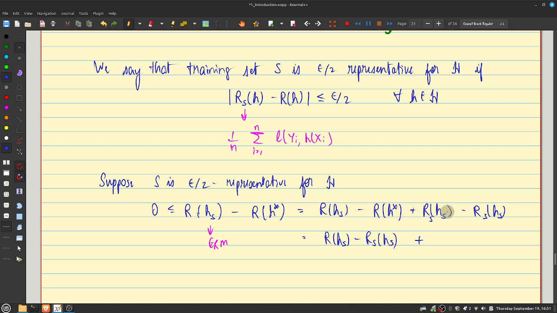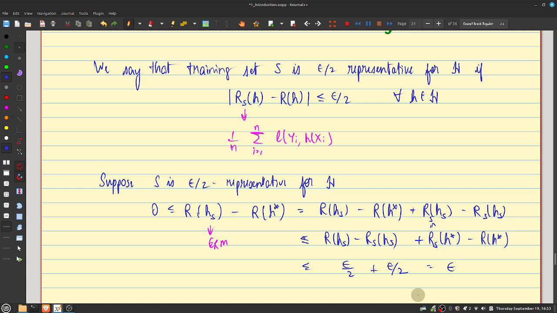And so let's use what you suggested. I know that RS of HS is less than or equal to RS of H star, right? So this is less than or equal to RS of H star minus R of H star. Now I know that this particular training set S is epsilon by 2 representative for H. So this quantity is at most epsilon by 2, because this absolute value is less than or equal to epsilon by 2. And this is also less than or equal to epsilon by 2. I need an upper bound, right? Which is epsilon.